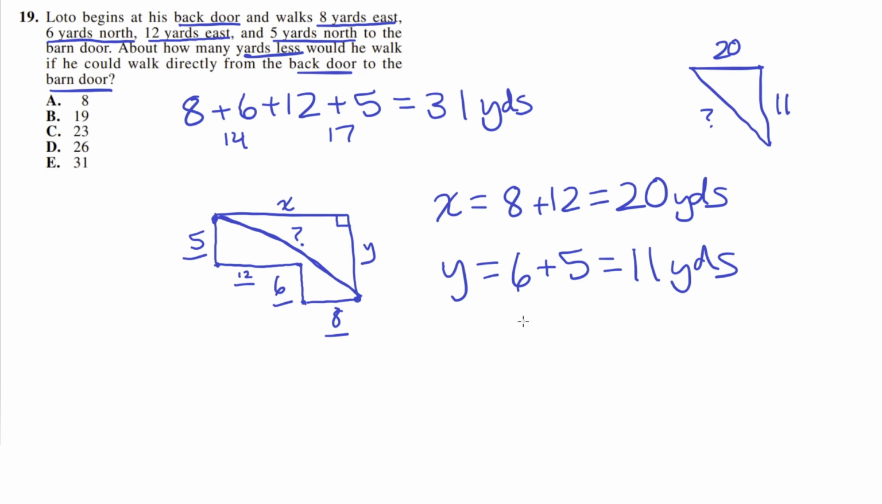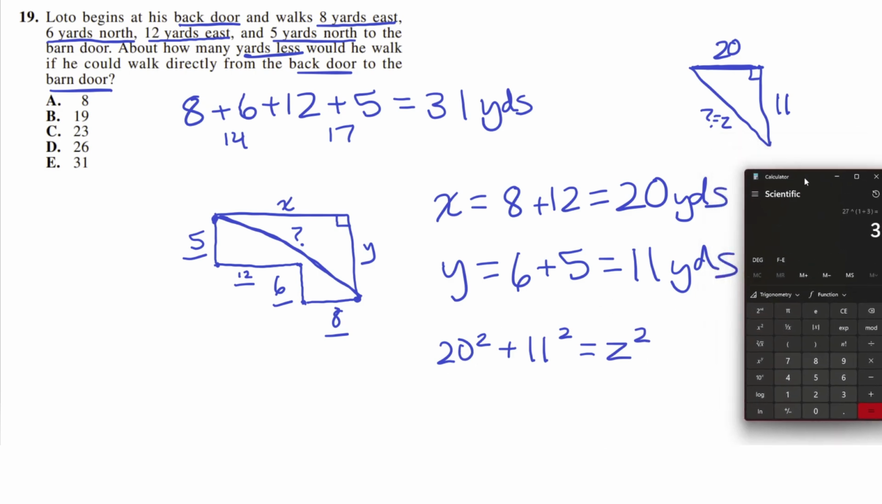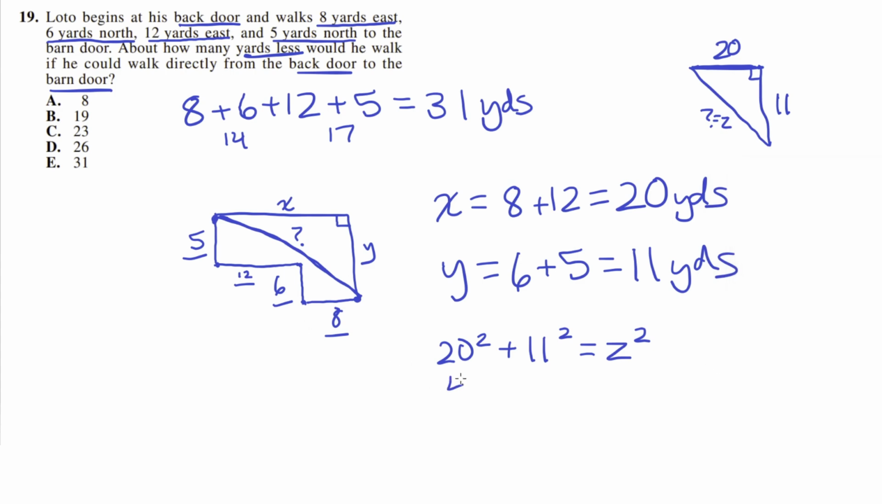And we can just use the Pythagorean theorem for that. So the Pythagorean theorem says the sum of the squares of the legs of the right triangle equals the square of the hypotenuse. So 20 squared plus 11 squared equals, let's just say this question mark is z, z squared. So let's simplify this. 20 squared, 20 times 20, is 400. And 11 squared is 121, and that equals z squared.